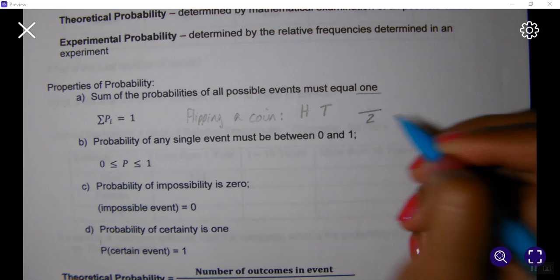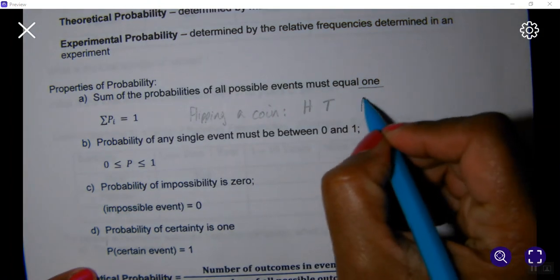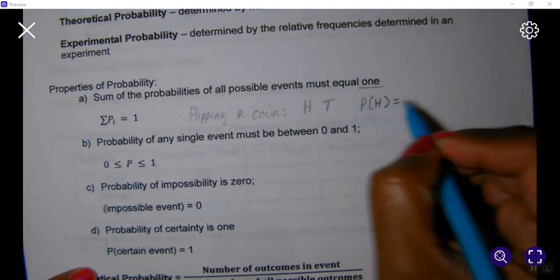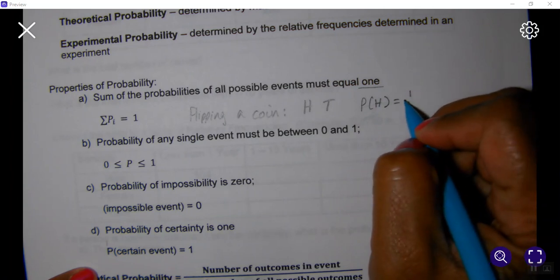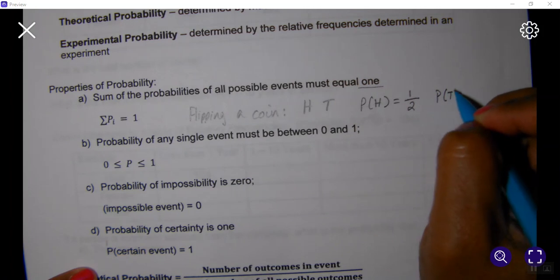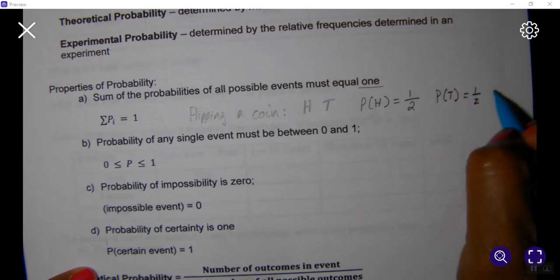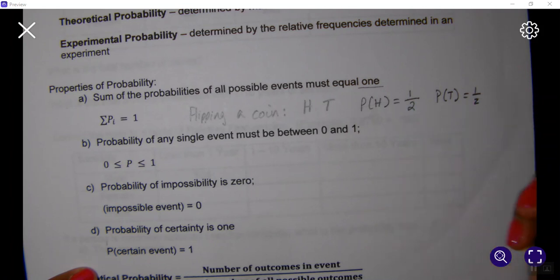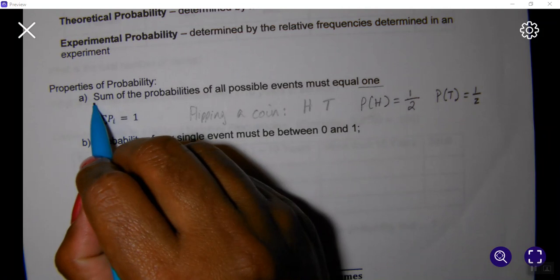So that 2 goes in the denominator. Let's write it like this. The probability of rolling a heads is equal to, there's only 1 heads on a coin, so 1 out of 2. And then the probability of rolling a tails is also equal to 1 out of 2. So when we add them up, 1 over 2 plus 1 over 2, half plus half, is equal to 1. So that's what that means.